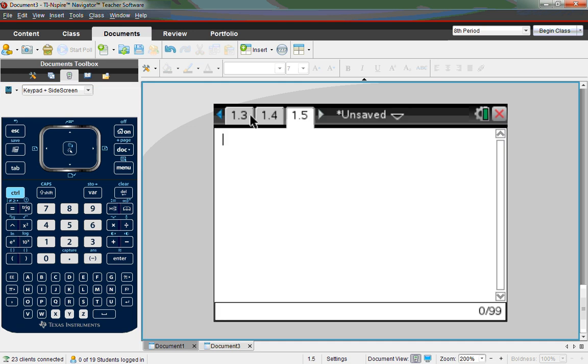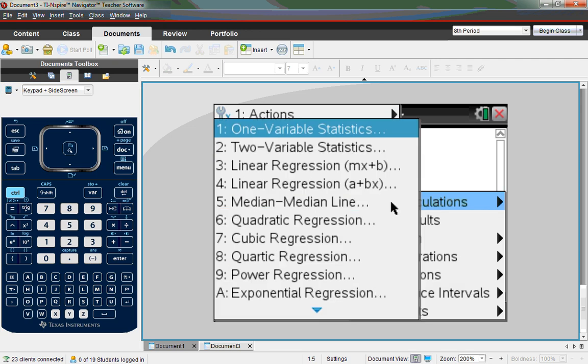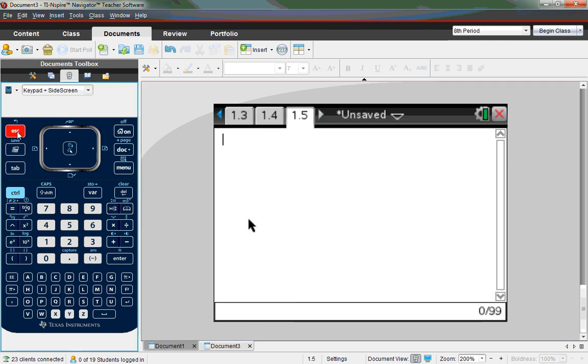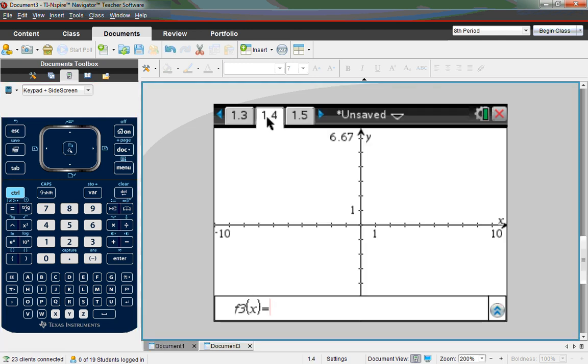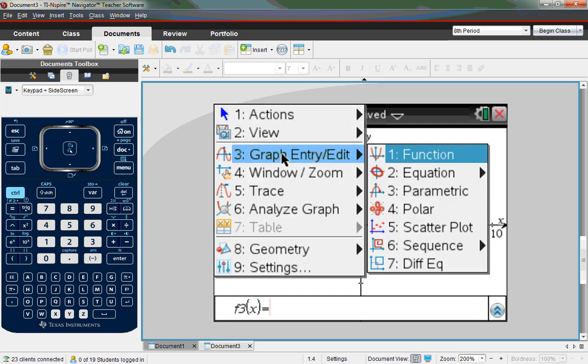How do I do regression? Menu, statistics, stat calculations, and what am I looking for? Quadratic regression. Once you hit quadratic regression, now you're going to fill out your X, you're going to fill out your Y, you're going to store it, right? How do I see it once I've stored it? Where do I hit enter at? I need to go back to my graph page, right? And do the menu, graph entry, and do the function, right? Arrow up one and hit enter because it's going to be stored in there.